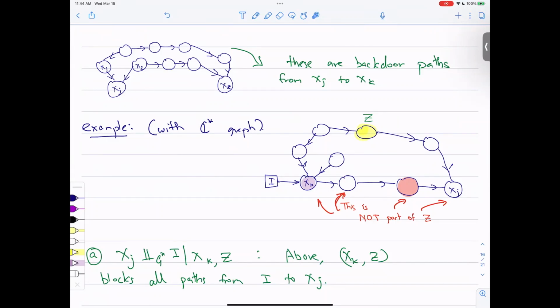Condition A is, conditioned on Z and xk, I and xj are d-separated. So it's blocking all downstream paths. This is the only upstream path that is blocked here. The conditioning on this opens this path, but then when it hits Z, it's blocked. So that's the backdoor criterion. Question: what will happen if there is an edge from C to red? Suppose this was there. Then there is no backdoor, right?